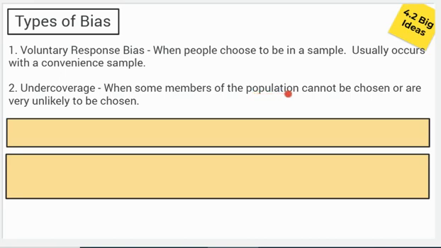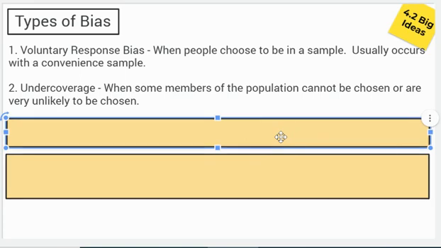So if I randomly chose 5 people from each one of my classes, I would only be surveying juniors and seniors because that's all I have in my classes is juniors and seniors. I wouldn't get any sophomores or any freshmen. So that would be undercoverage. The system is setting up a situation where some members of the population cannot be chosen or are very unlikely to be chosen. That would be undercoverage.